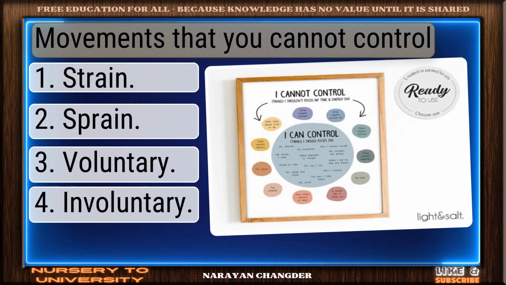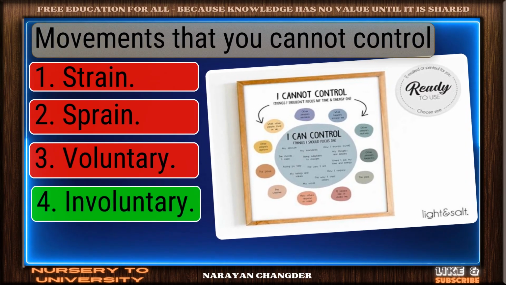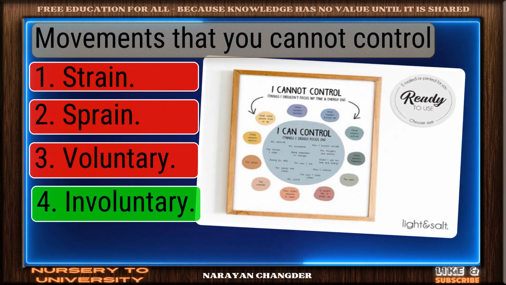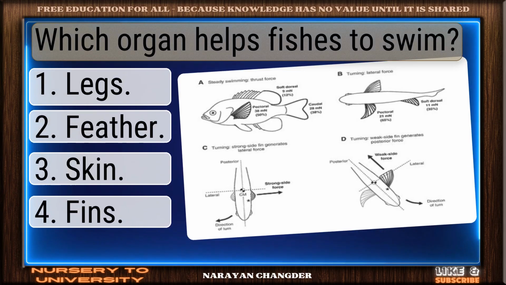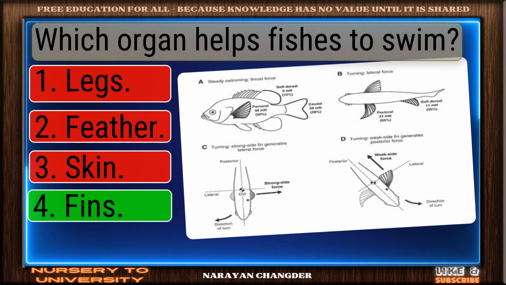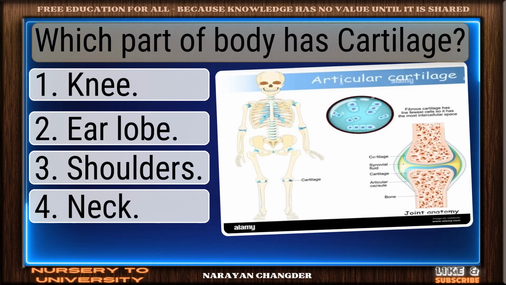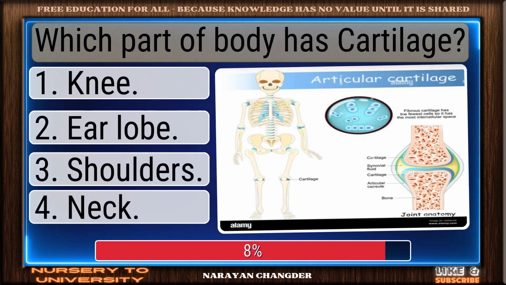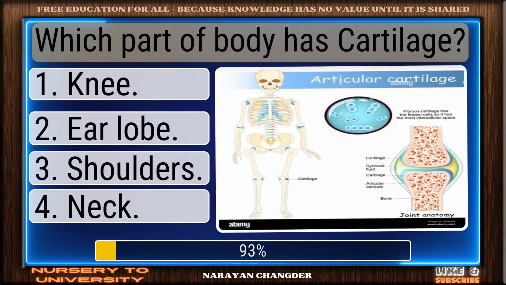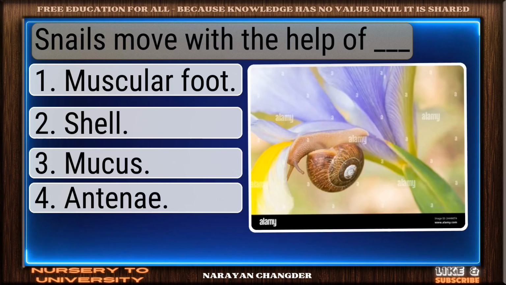Movements that you cannot control. Great job. Involuntary is the accurate answer. Which organ helps fishes to swim? Correct response. Fins is the most accurate answer. Which part of body has cartilage? Right choice. Earlobe is the best answer.